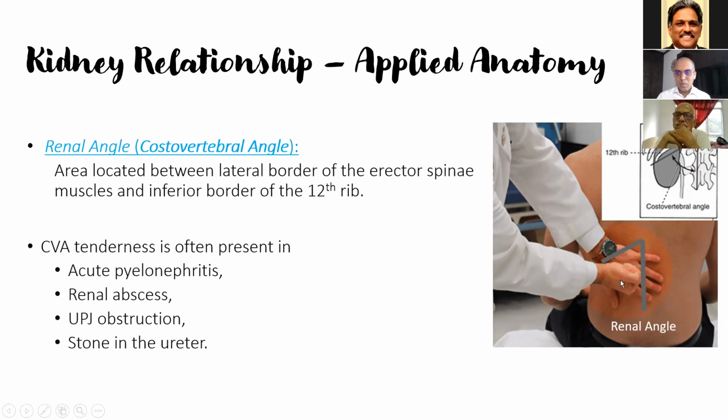The dominant hand of the examiner is placed on this angle, and with the fist of the other hand, a gentle thud is given on the dominant hand. Eliciting pain in this region means the pathology for the pain is not muscular. Instead, it is of kidney origin. The most common conditions that have costovertebral angle tenderness are acute pyelonephritis and renal abscess. Sometimes a ureteropelvic junction stone and a stone in the ureter can also have renal angle tenderness.